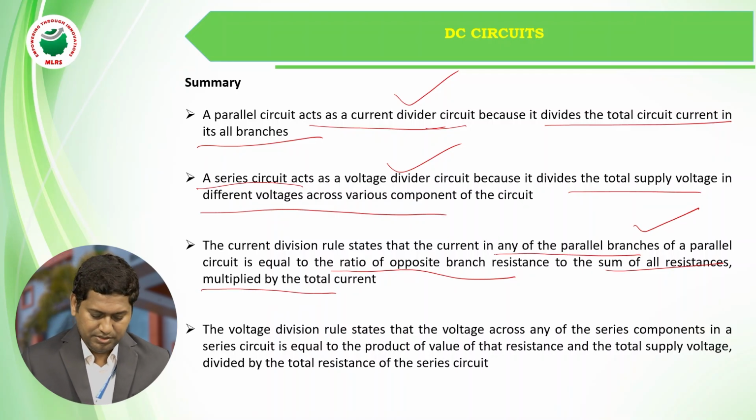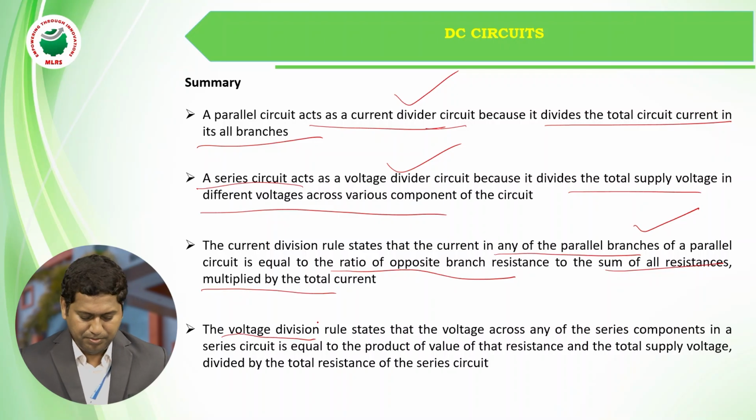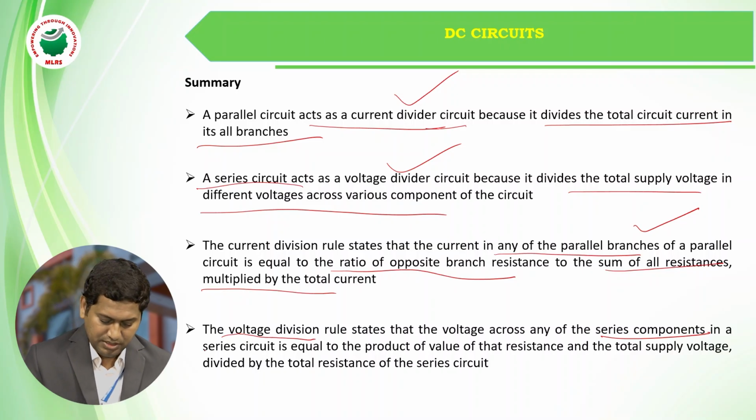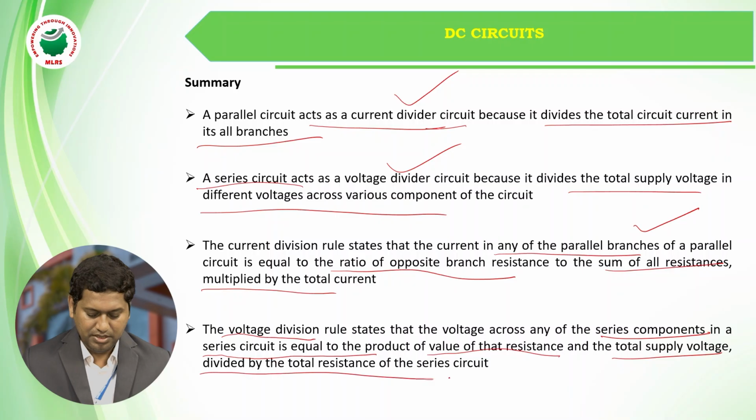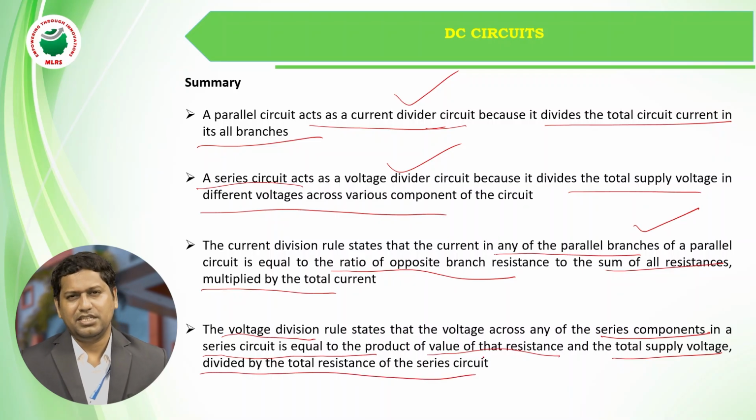So next, the last summary point: the voltage division rule states that the voltage across a component in the series circuit is equal to the product of the value of the resistance and the total supply voltage divided by the total resistance of the series circuit. This is all for today's class.